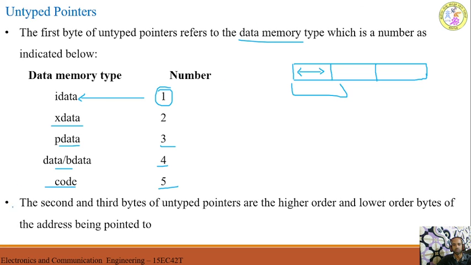The second and third bytes of the untyped pointers are the higher order and lower order bytes of the address being pointed to. This indicates the higher order address, and this indicates the lower order address, showing which memory location it is pointing to, because memory addresses are 16 bits, divided into a lower 8 bits and a higher 8 bits, and the first byte is reserved to represent which type of data memory it is.